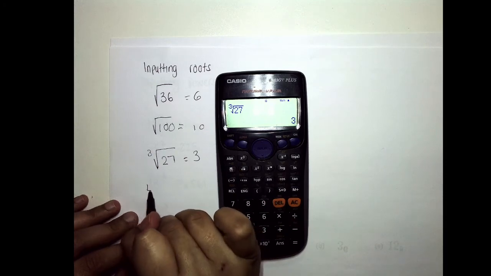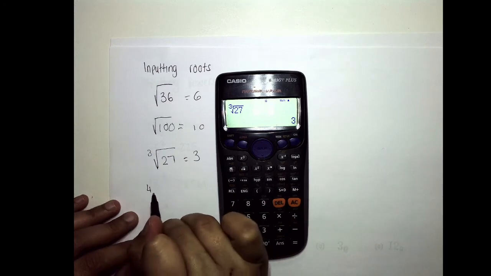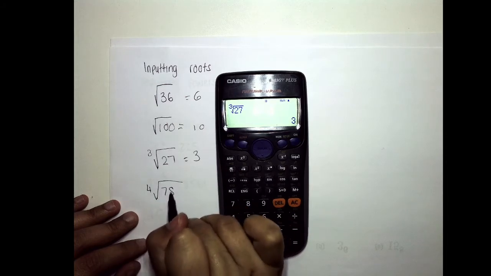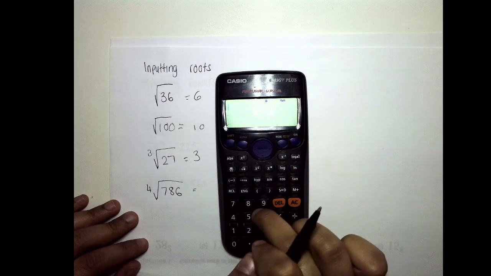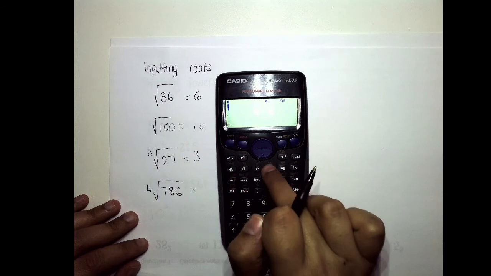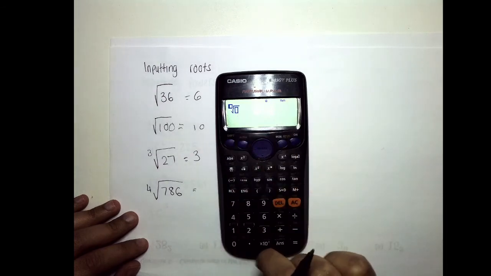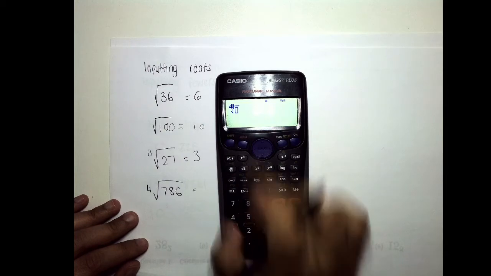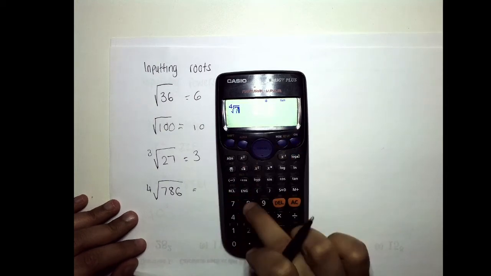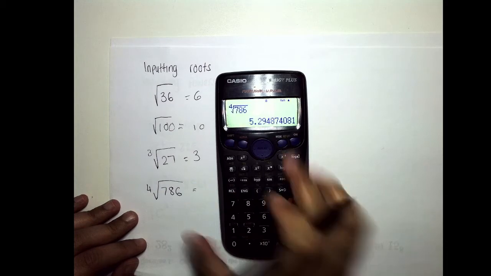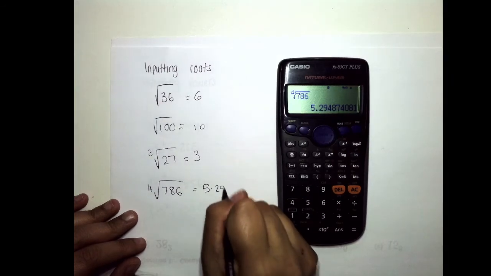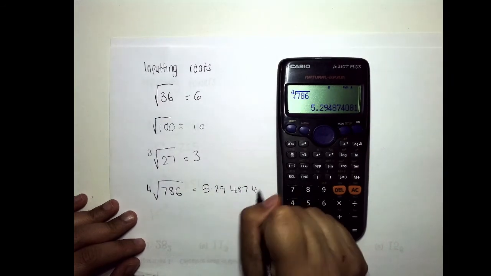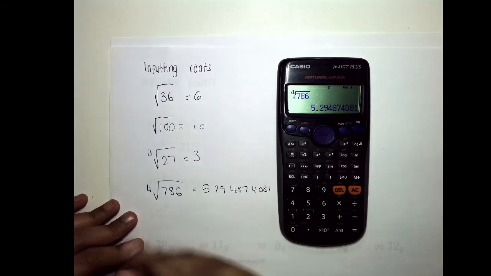What if I wanted to work out the fourth root of something? So for instance the fourth root of 786. Okay, so this time it's not the square root, so I can't use that one. So I'm going to have to press Shift and the X power button. That brings me up that. I will want the fourth root, so number 4 will go there. I will then press side, which will allow me to enter 786. And we get a long decimal answer, which is, let's write that down, 5.294874081.